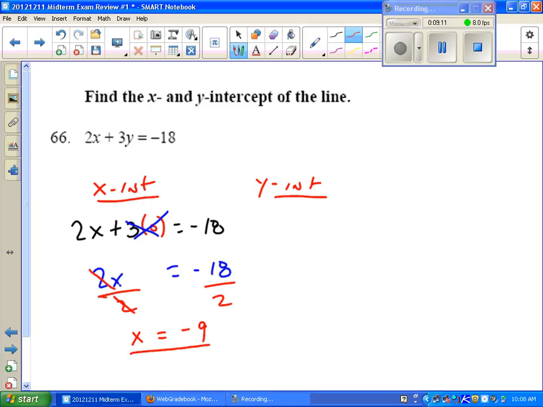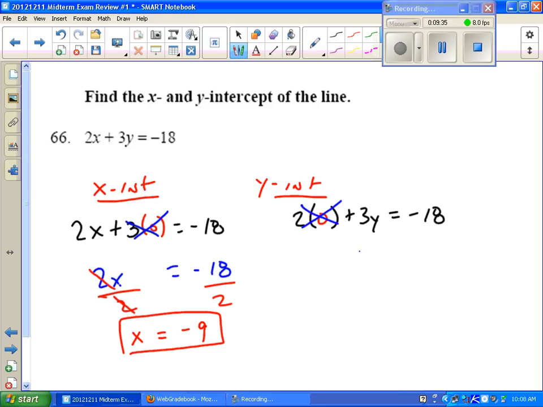So your x-intercept is negative 9. For your y-intercept, you do the same thing, except in place of x, you're going to plug in 0 this time. So plus 3y equals negative 18. Just rewriting the equation, but since we're looking for the y-intercept, in place of x we'll plug in 0. Anything times 0 cancels itself out, because it's like 0 plus 3y.